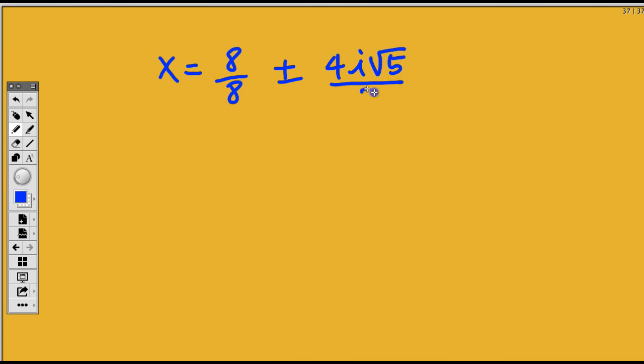We've got to simplify. 8 over 8 is 1. Over here I said don't ever simplify the square root of 5 or the i, so we can only simplify 4 and 8. Divide top and bottom by 4, so it's i square root of 5, because we don't write the 1 over 2. And that's your answer, okay?